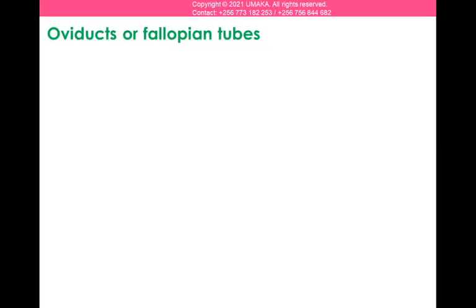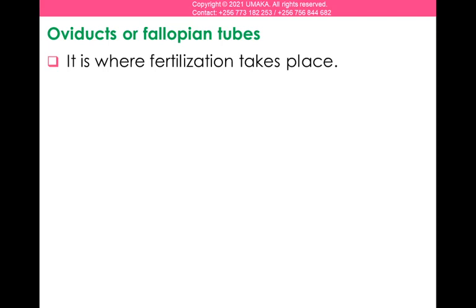Then oviducts or fallopian tubes, there are 2. One left, another one right. So we have the left fallopian tube and then the right fallopian tube. It is where fertilization takes place. That one is known. Fertilization, internal fertilization in animals takes place in the oviduct.